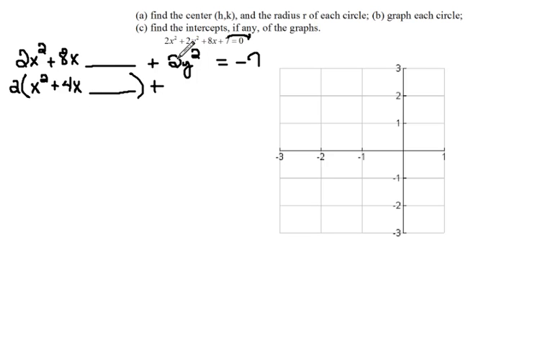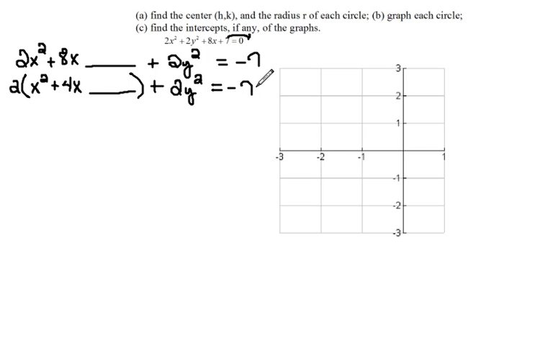Plus, here there is nothing to complete the square for our y values. In order to be able to complete the square, you have to be given a y squared or an x squared or whatever, and an x to the first or y to the first, whatever variable you're working with. So since we don't have a y squared and a y, there is no trinomial to complete. So we would just say plus 2y squared equals -7.